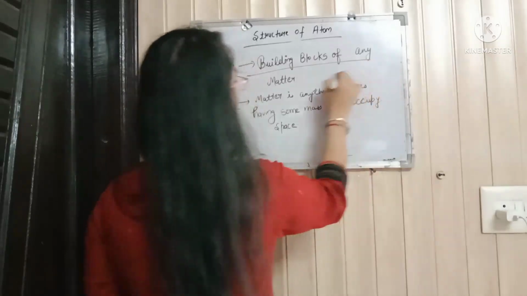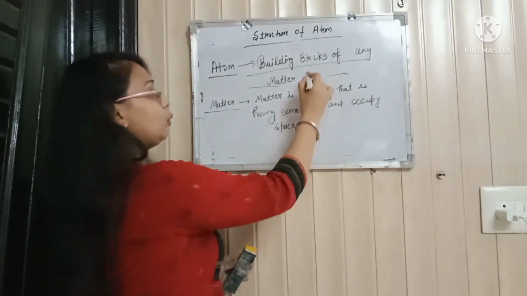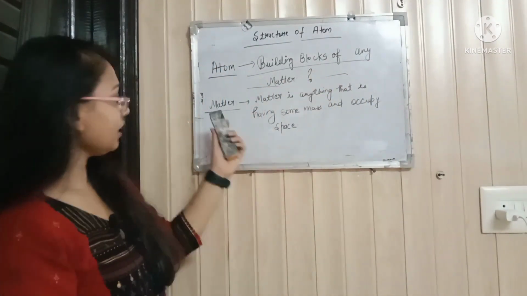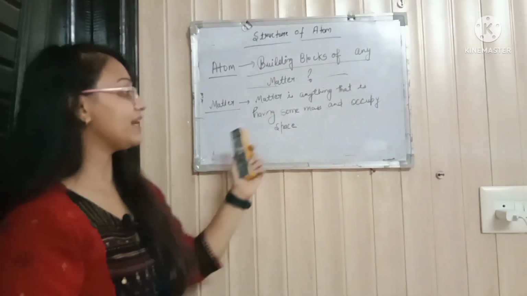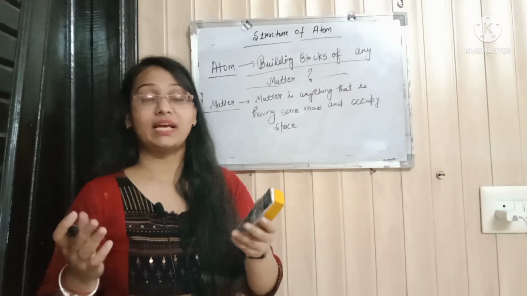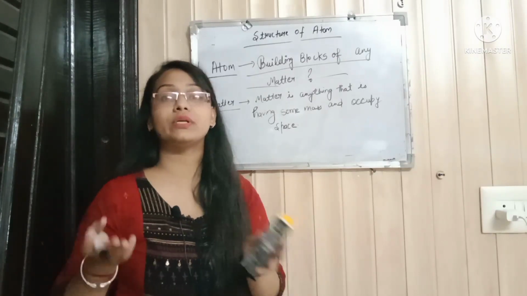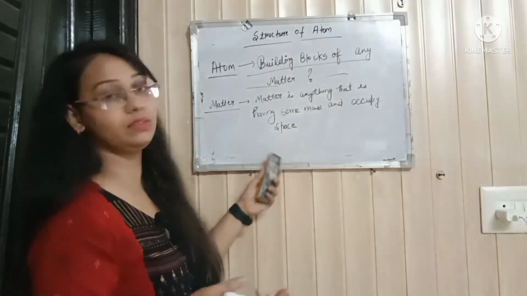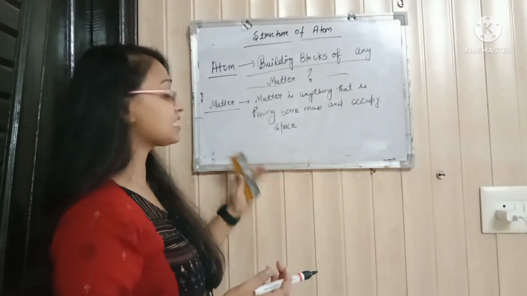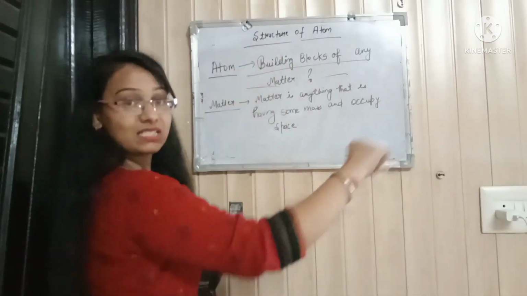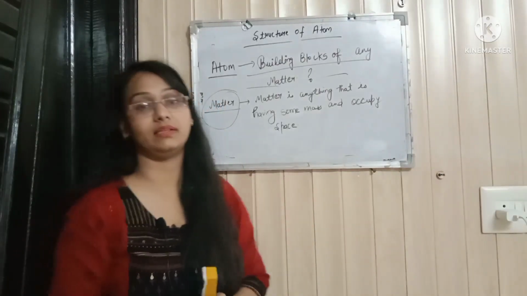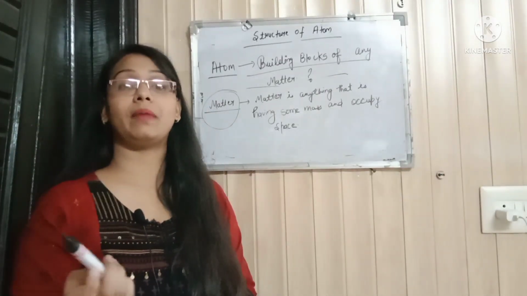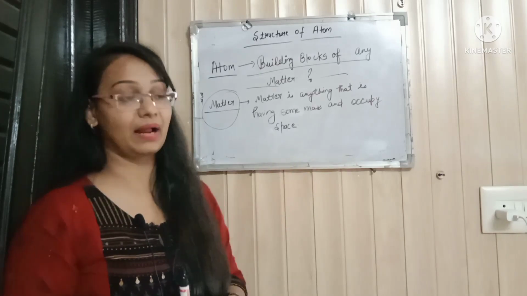Now, what does this particular line infer and what is matter? Matter is anything that has some mass and occupies space, or you can say that everything all around you is matter. Consider this whiteboard. This whiteboard has some mass and it is occupying some space. That's why this whiteboard is also matter. This marker is also matter. This duster is also matter.